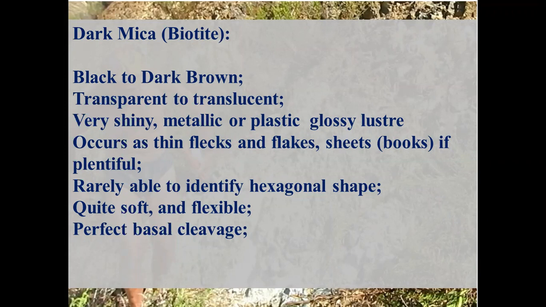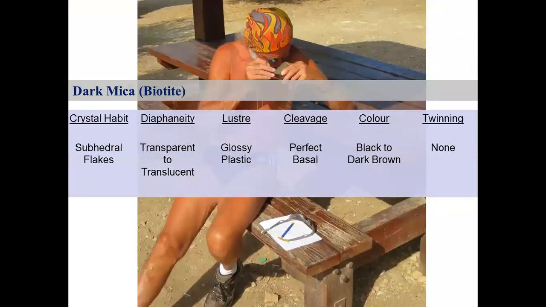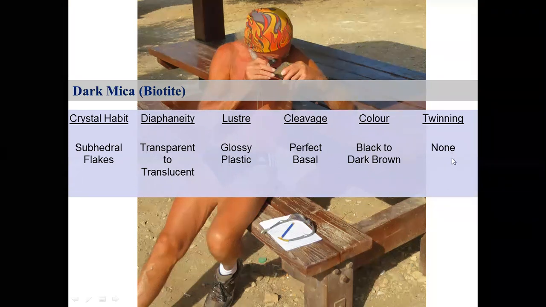So remember the terminology. And we can put this into our table, our developing table. So the crystal habit is subhedral flakes, generally transparent to translucent. It's this glossy plastic luster, perfect basal cleavage, black to dark brown, and we don't have any twinning on this type of mica.